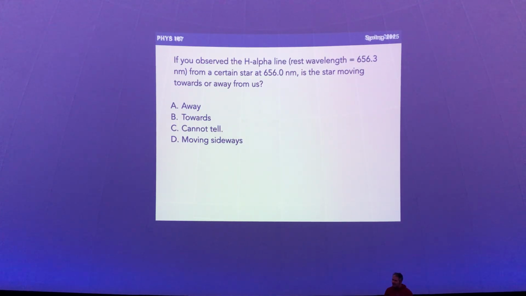If you observe an H alpha line, rest frame wavelength, the laboratory wavelength of 656.3 nanometers, from a certain star at 656.0, is the star moving towards or away from us? Is it A, away, B, towards, C, cannot tell, D, moving sideways? 1, 2, and 3. I've got a mix of A and B.